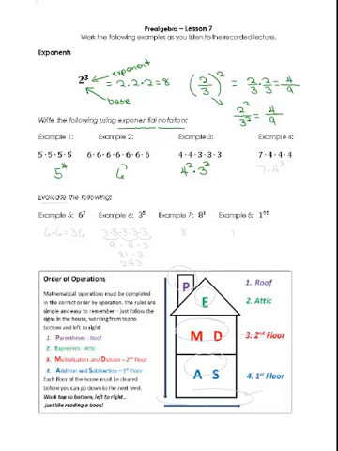Example 4 has a 7, which is only written once, so we don't have to have an exponent. Anytime we have a number without an exponent, we understand that the exponent is 1. In other words, the base only gets multiplied 1 time. We have 3 4's, so we'll say 4 times 4 times 4 is 4 to the power of 3, or 4 cubed.